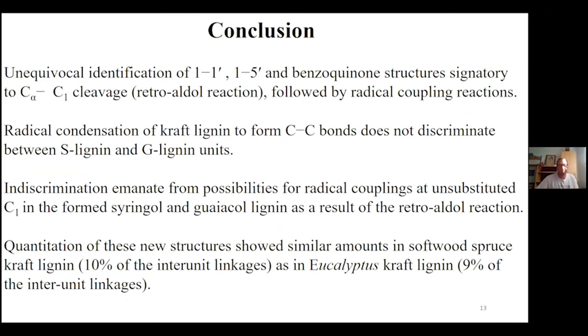So to sum up, we identified unequivocally the presence of 1,1 and 1,5 interunit linkages and the 3,5-dimethoxybenzoquinone in Kraft lignin. These structures are signatures of retro-aldol followed by radical coupling reaction, and this seems to be a key reaction in the reconstituted fraction of Kraft lignin. This happens because a new accessible radical condensation spot is created in carbon 1 position in the form of Syringol and Guaiacol, where such condensation occurs without any discrimination. Quantitation of these structures is similar for spruce and eucalyptus, and we are at roughly 10% of all interunit linkages.